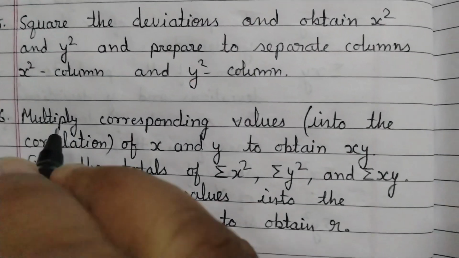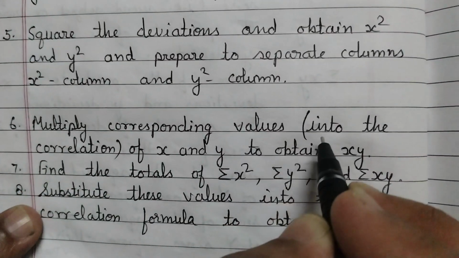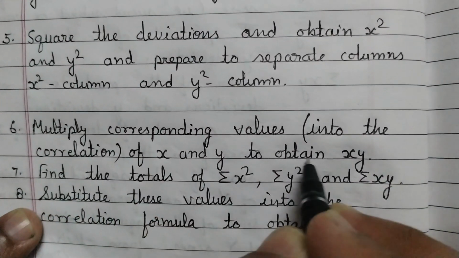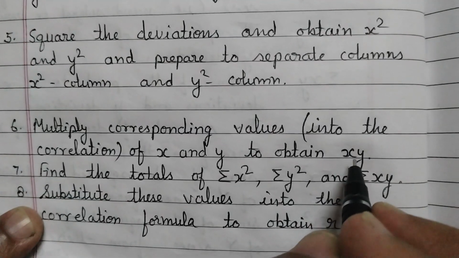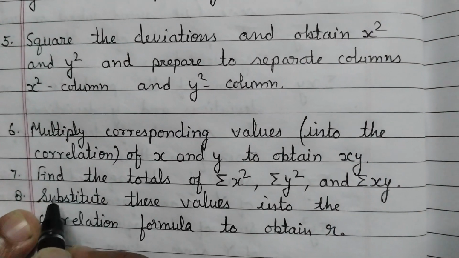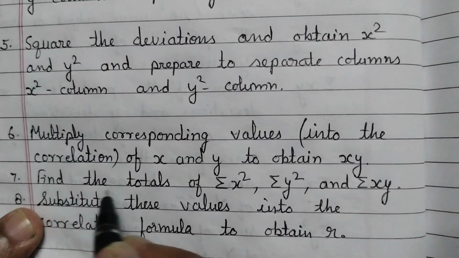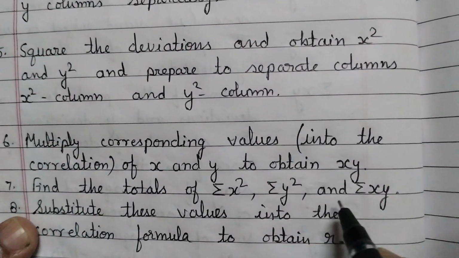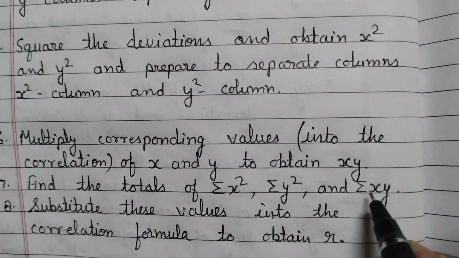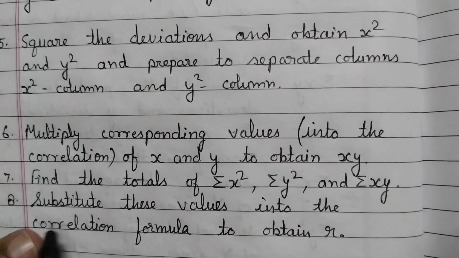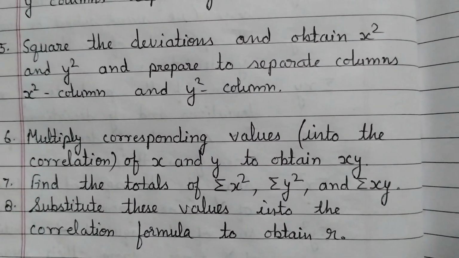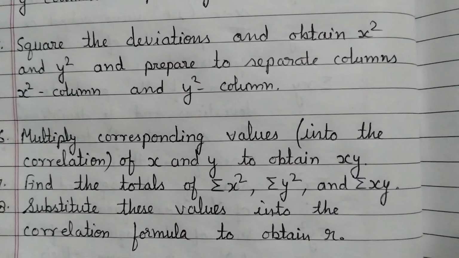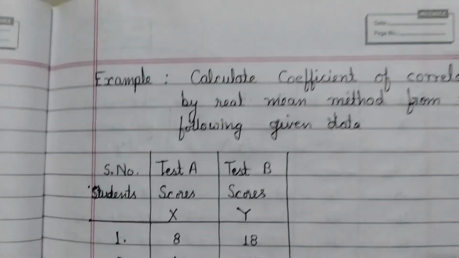Sixth step, multiply the corresponding values of x and y to obtain xy and prepare an xy column separately. Next step is to find the totals of summation x square and summation y square, as well as summation xy. Next step, substitute these values into the correlation formula to obtain r. Now let us take one example.